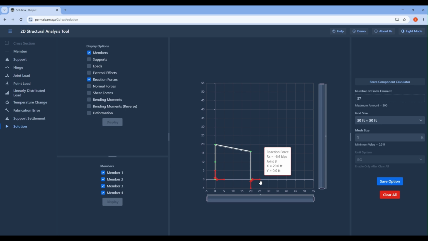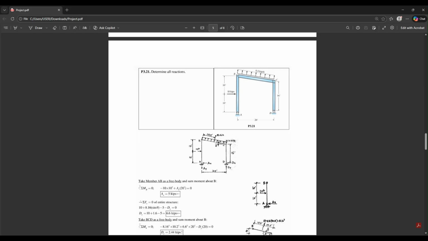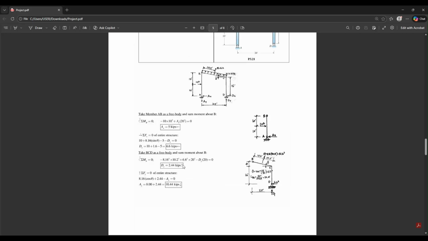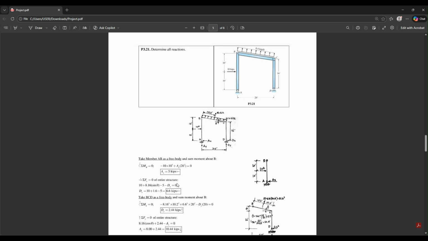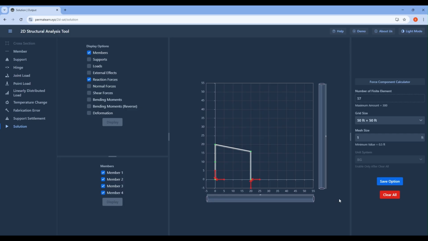dx is equal to -6.6, and dy is equal to 2.44. Now let's check with the solution. As you can see here, dy is going down, and dy and dx are the same as the manual solution. And now let's move into another problem, and also with another function.